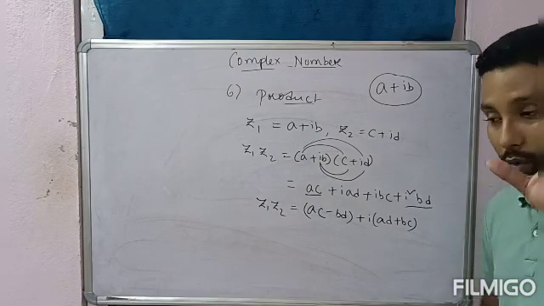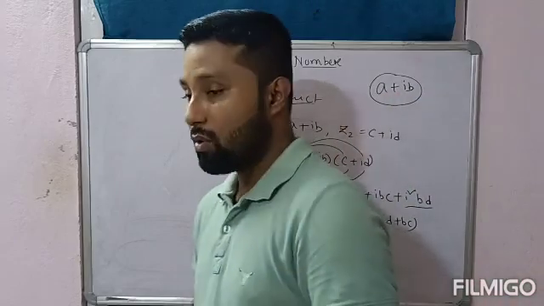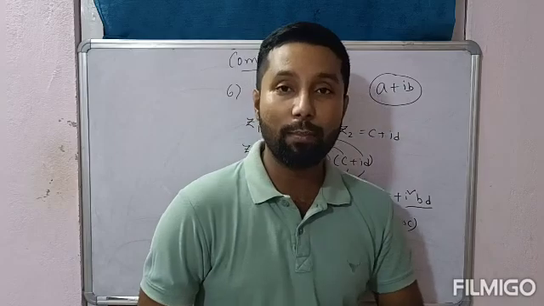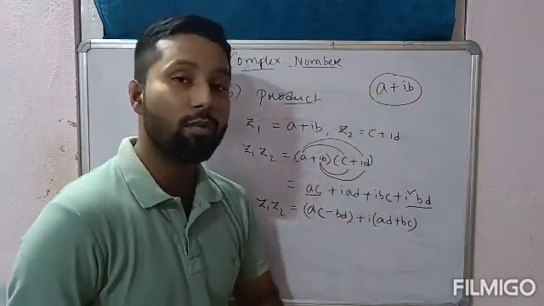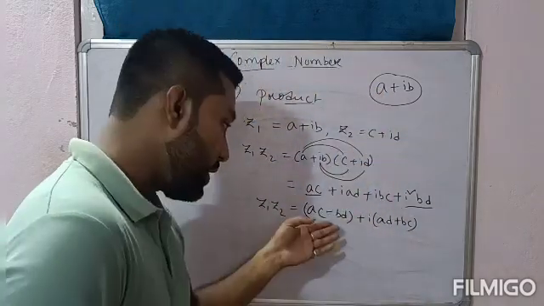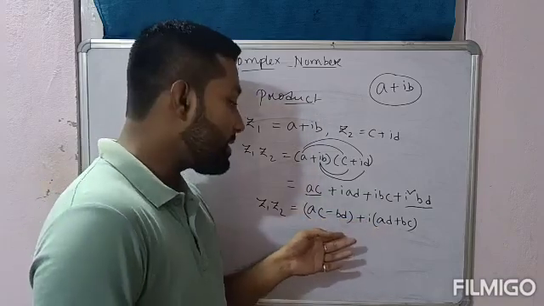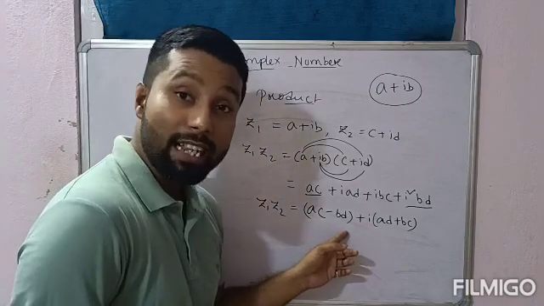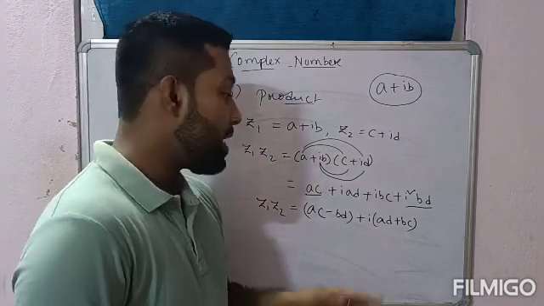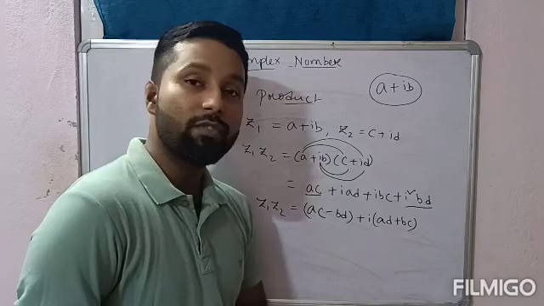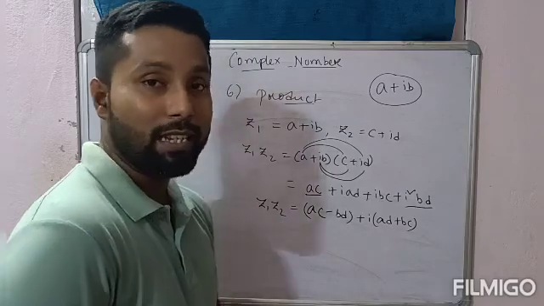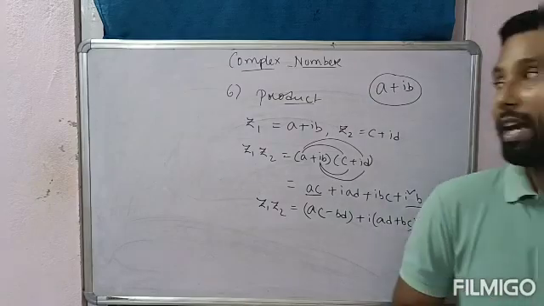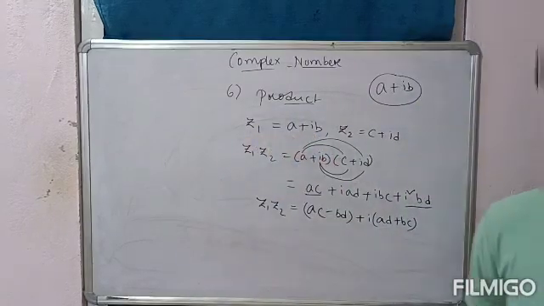Whenever you are asked to solve any question related to complex numbers, always try to arrange in the form a plus ib, because this is the standard form of a complex number. I arranged it in the same form. So from this we can say that the real part of z1 into z2 is ac minus bd, whereas the imaginary part of z1 into z2 is ad plus bc. Like this we can separate the real and imaginary parts. So this is all about property number 6.